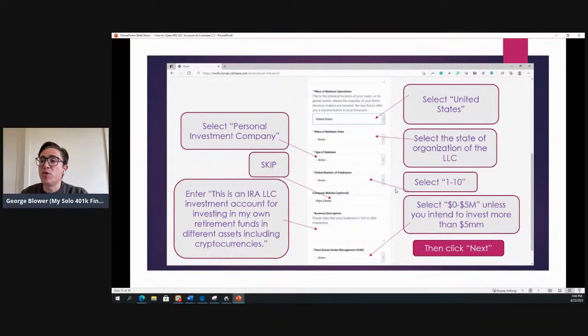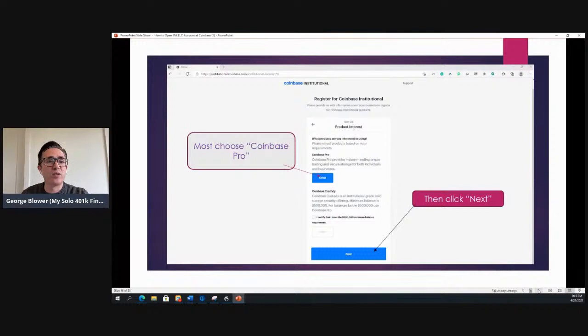Then it asks for a description of the business. A good response would be, this is an IRA LLC investment account for investing my own retirement funds in different assets, including cryptocurrencies. Then we have a question about the fund assets under management. So here you would select $0 to $5 million unless you intend to invest more than $5 million. Then you would click next.